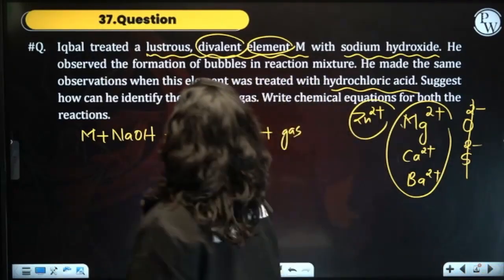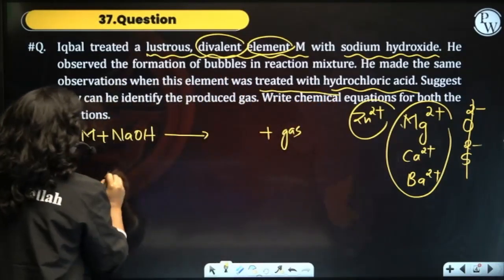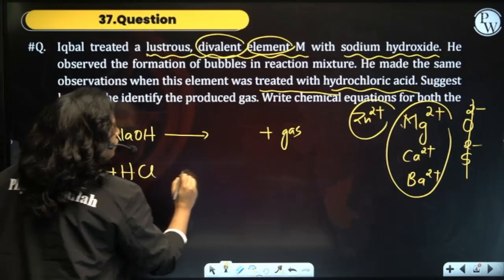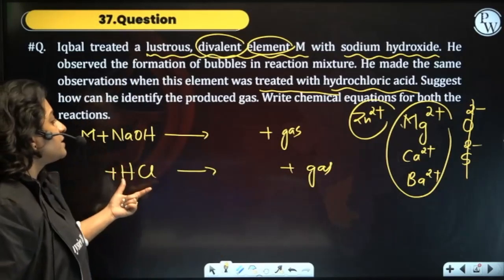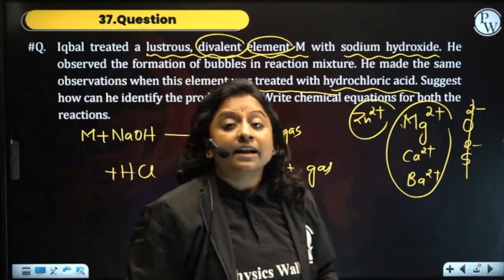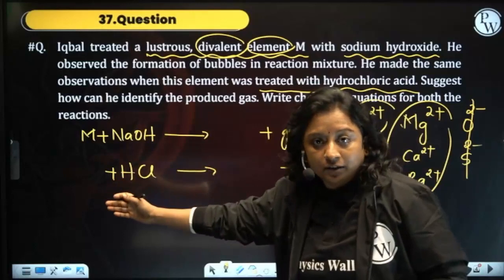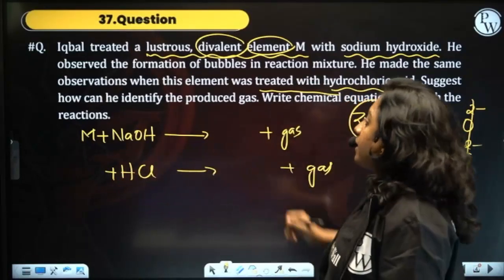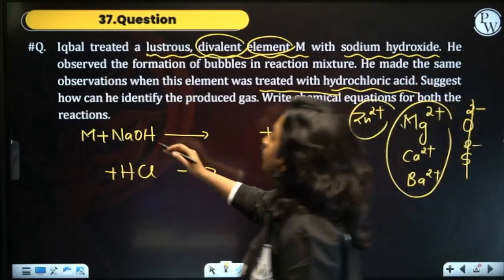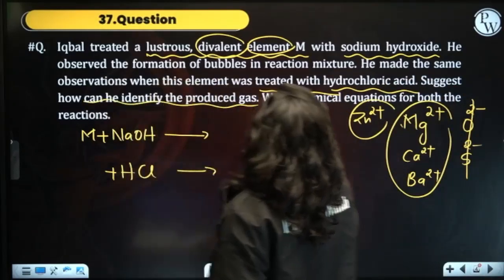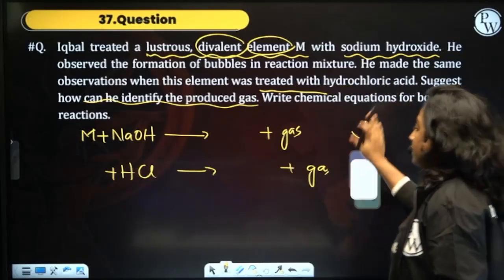So now he made the same reaction. He treated with hydrochloric acid and you also observed bubbles. So with acid and with base bubbles are coming, and it is an element. Now the question comes: write the chemical equation for both, and how he can identify the produced gas.